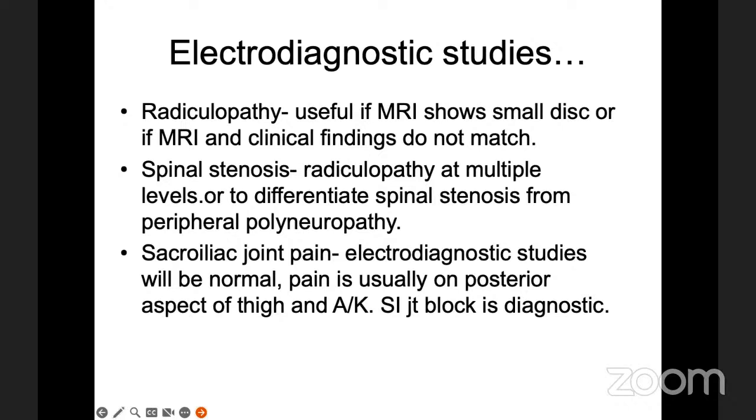If there is a radiculopathy, then it will be picked up by the EMG nerve conduction studies. If the problem is small but the significant symptoms are there, then we can document that this small problem is giving rise to this kind of a problem. But if the MRI is clean and the symptoms are very much like nerve symptoms, it is equally important to document that there is no compressive etiology, where the MRI shows no compression and the nerve conduction studies will come out normal. Spinal stenosis, radiculopathy at multiple levels, or to differentiate spinal stenosis from peripheral neuropathy, it is important in this background. SI joint, the EMG nerve conduction studies are going to be normal, and a SI joint block is going to be diagnostic in such a case.